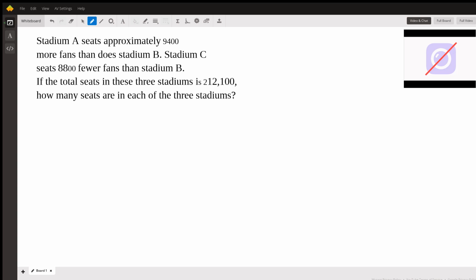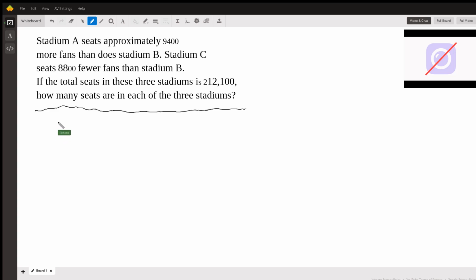This is kind of an interesting word problem, a little different from standard word problems. It looks like it's going to be a standard word problem, but it's not. But we'll start off in the usual way. We're just going to read the sentences and then make equations from those sentences.